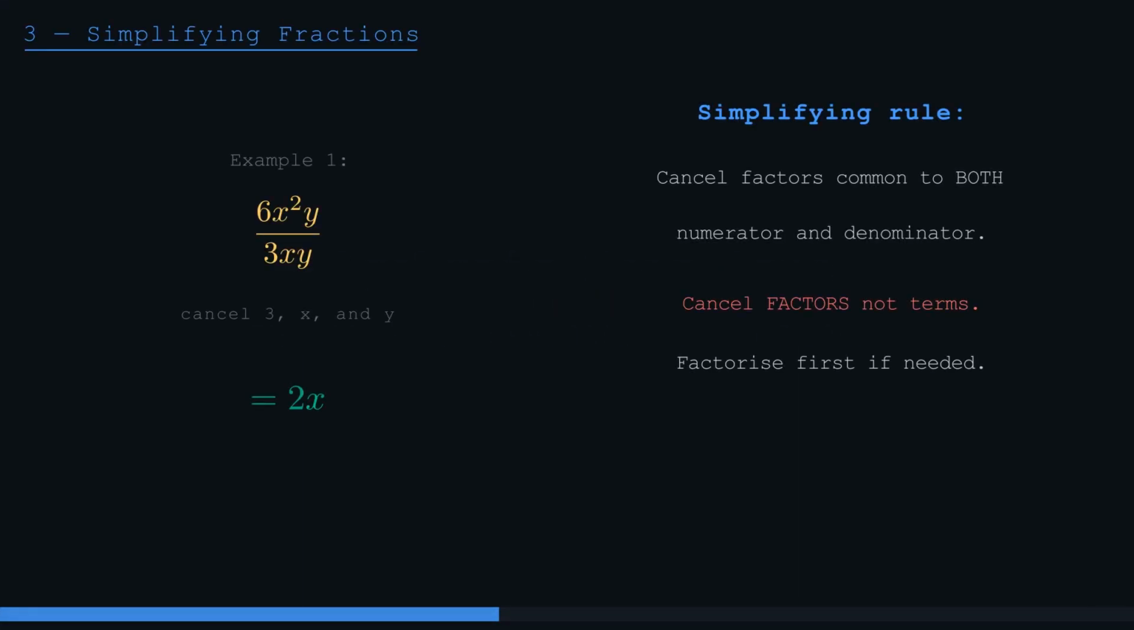To simplify an algebraic fraction, cancel any factors that appear in both the numerator and denominator. For 6x squared y over 3xy, cancel the 3, 1x, and the y, leaving 2x. For x squared minus 4 over x plus 2, first factorize the numerator as x plus 2 times x minus 2. The x plus 2 bracket cancels from top and bottom, leaving x minus 2.